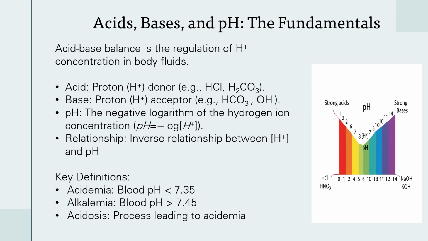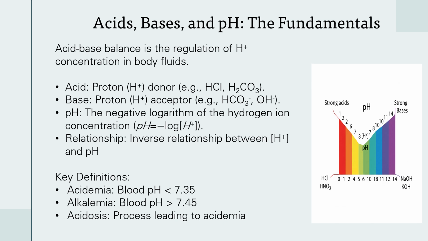As we know, a 1 unit change in pH means a tenfold change in concentration of hydrogen ion one way or the other. So it's a logarithmic scale. And so we have definitions here. Acidemia is when the blood pH goes below 7.35. Alkalemia, that means alkalinity, is going over 7.45. That's very important to understand.